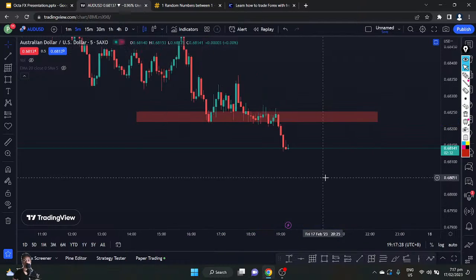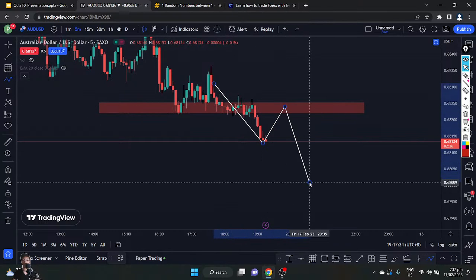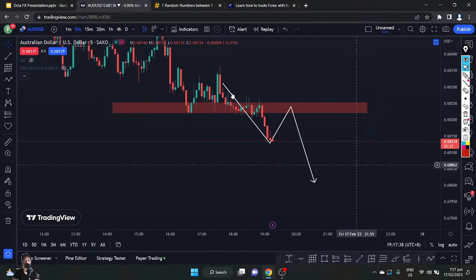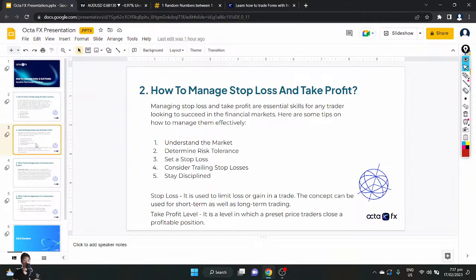So this is our resistance zone. And then if you don't like trading with the breakout, what you can do is wait for the pullback for a possible continuation to the downside. Okay? So those are the two setups, or the two trade triggers, that we can use.